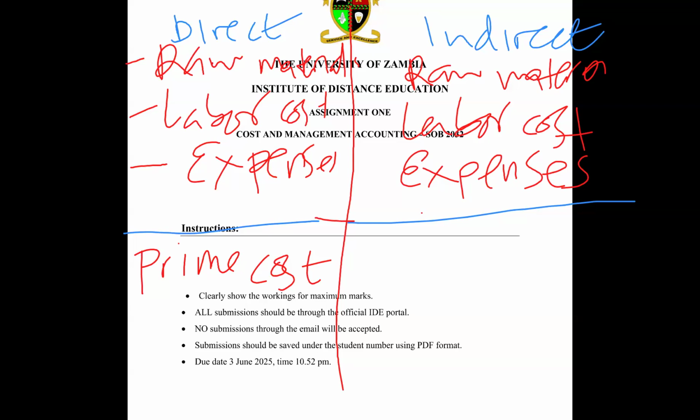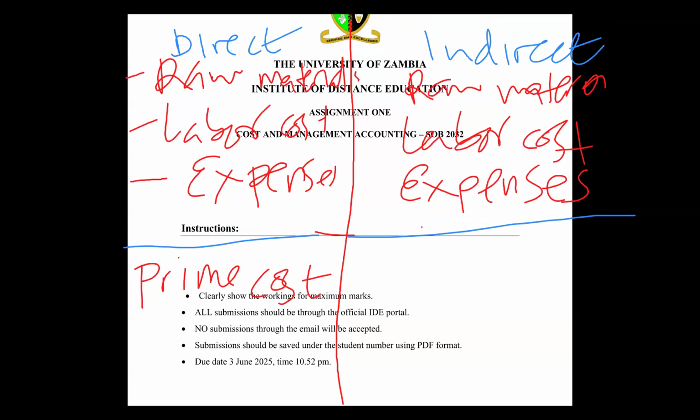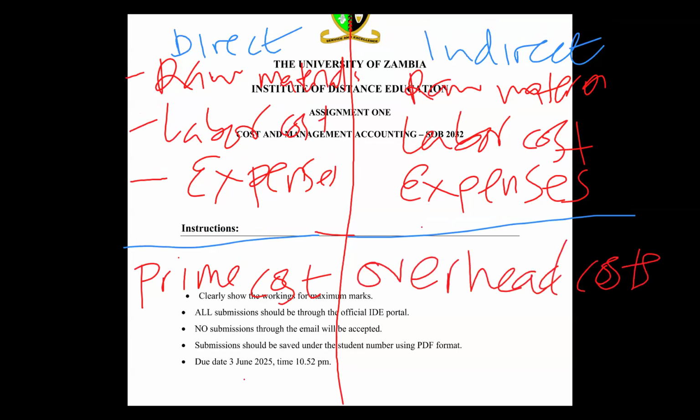Similarly, also the expenses. Now, let's have the consolidation of the indirect costs. When you put all the indirect costs together, you make what we call overhead costs. Is that clear? Overhead costs. So overhead costs basically is the costing of overheads, the indirect costs.